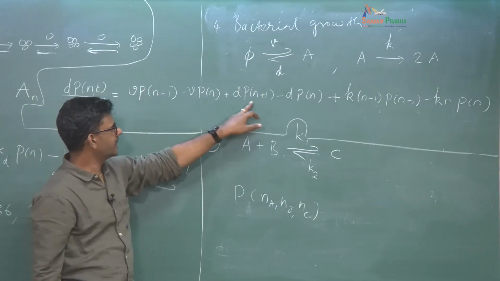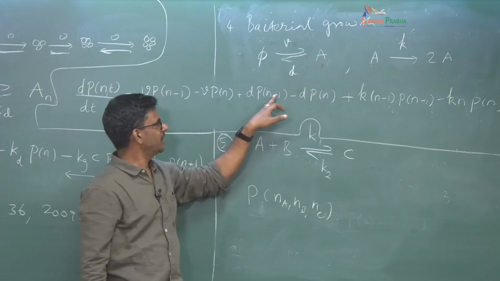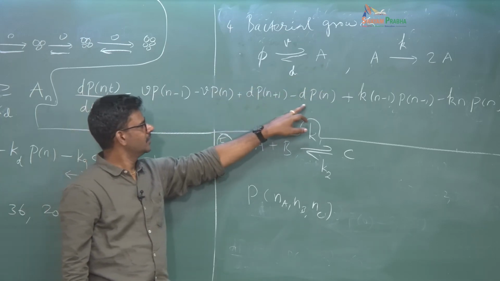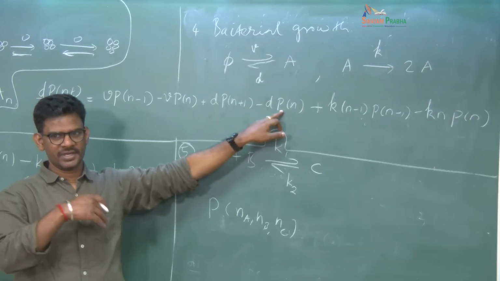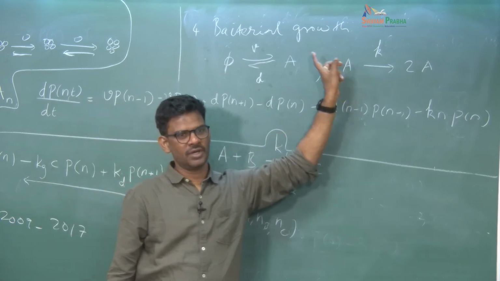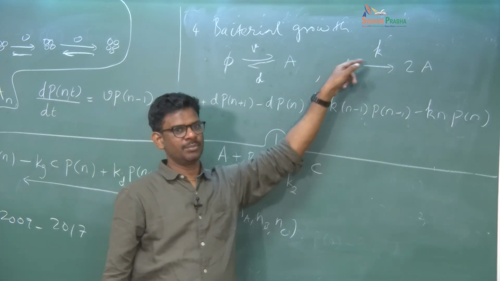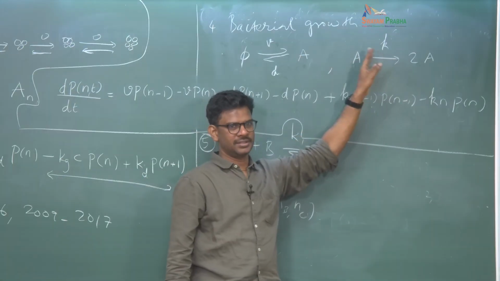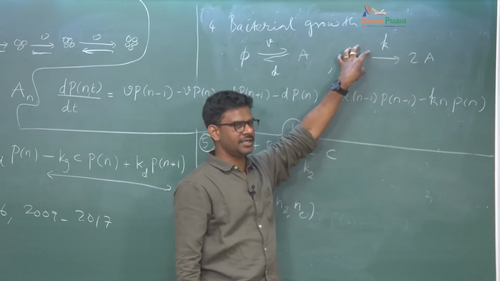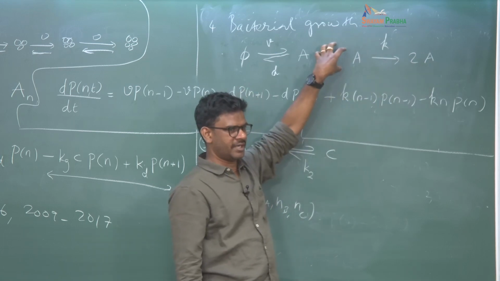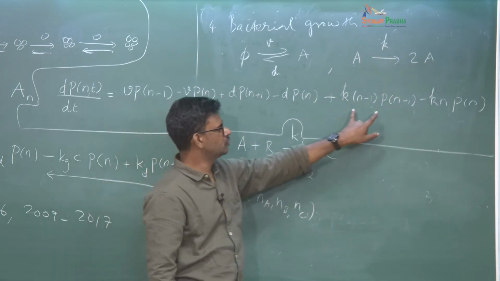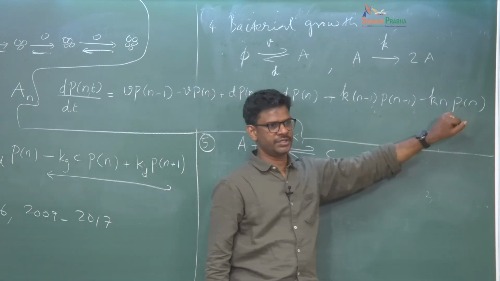And if you look at the backward reaction, when the state is at n plus 1, a backward reaction can take it to n. So there is a positive quantity. When the state is currently at n, a backward reaction will take it to n minus 1. So that is a loss quantity. Now there is only one forward reaction. N will become n plus 1 because this reaction creates one extra A. If the state is n, it becomes n plus 1. If it is n minus 1, it will become n. This adds 1.